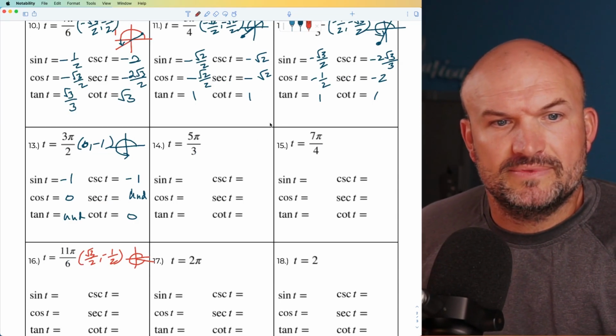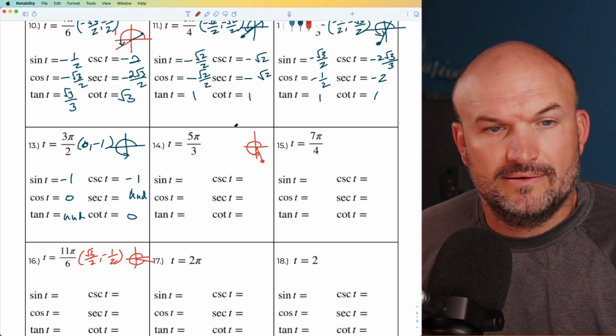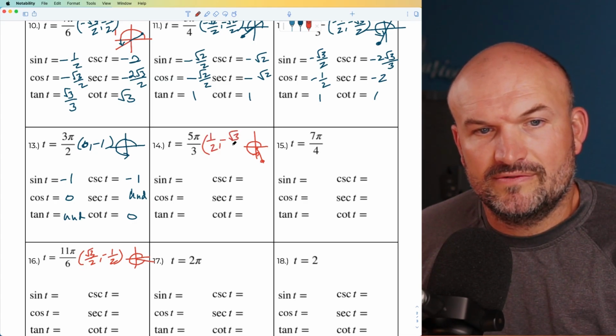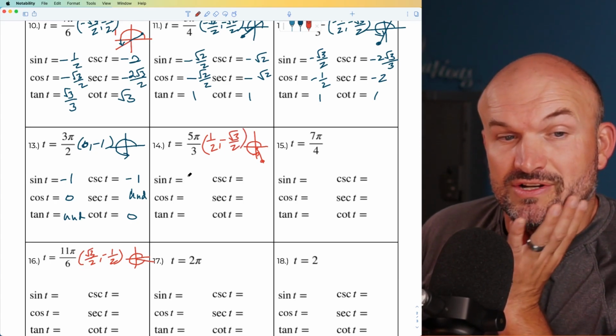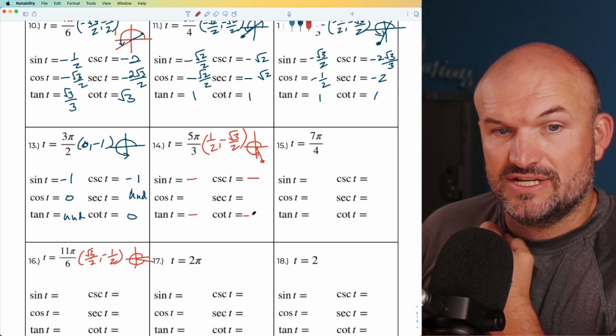So we're going to go back to red. This coordinate point right there is going to have the coordinate point of positive 1/2, comma negative square root of 3 over 2. So this one's different. This is in the fourth quadrant. So now sine is going to be negative, cosine's positive, and tangent and cotangent are both going to be negative.